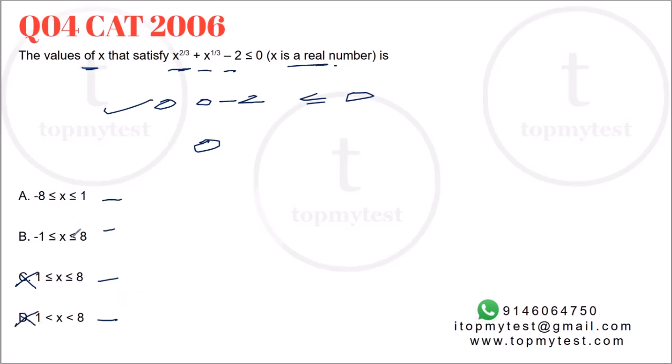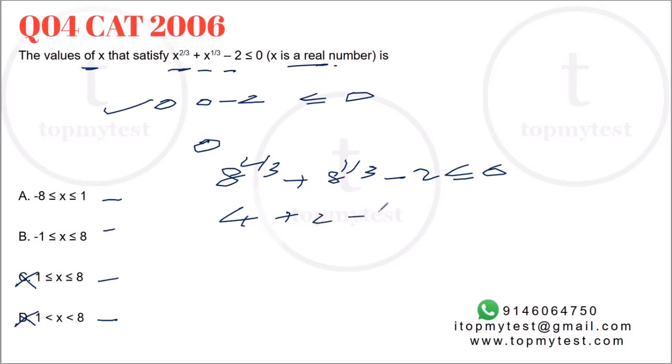Now, between A and B to choose, this is a pretty wide range to work with, right? So you can either put minus 8 and check, or you can put 8 to check. Let's put 8 to check whether 8 satisfies. If I put 8 in this, 8 to the power 2 by 3 plus 8 to the power 1 by 3 minus 2 should be less than or equal to 0. 8 cube root is 2. 2 square will be 4, plus 8 cube root is 2, minus 2 should be less than or equal to 0. Now 4 is not less than or equal to 0, so option B is also out. Option A is your correct choice. Under 1 minute in an exam situation to solve this.